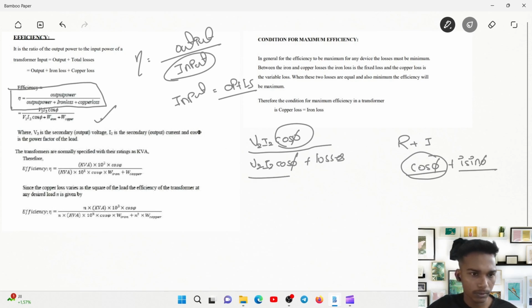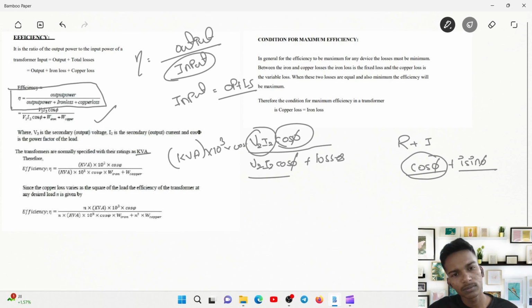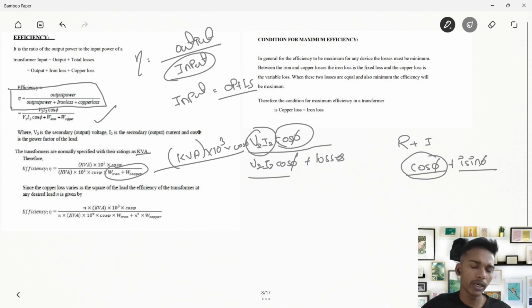That is the formula. Transformers are normally specified with their ratings in kVA. Therefore, efficiency can be written as kVA into 10 cube, which means I'm converting V2 I2 into kVA, into cos phi, divided by the same kVA into 10 cube into cos phi plus losses. These iron losses will be given in volt amperes itself. You are going to directly add them and find the efficiency. Don't worry.